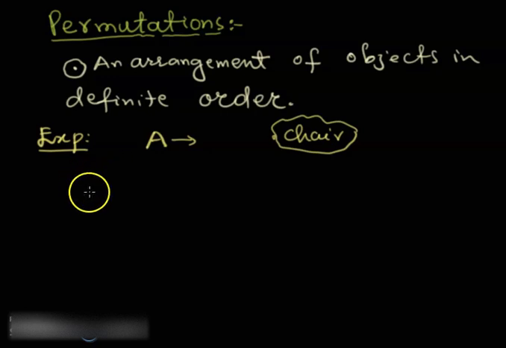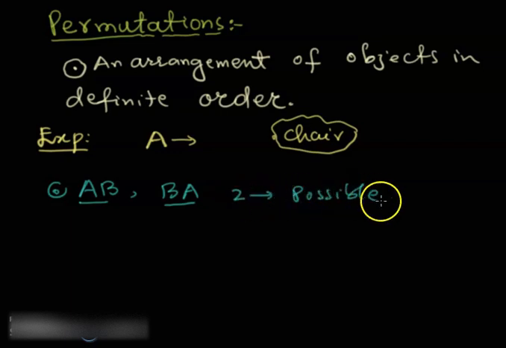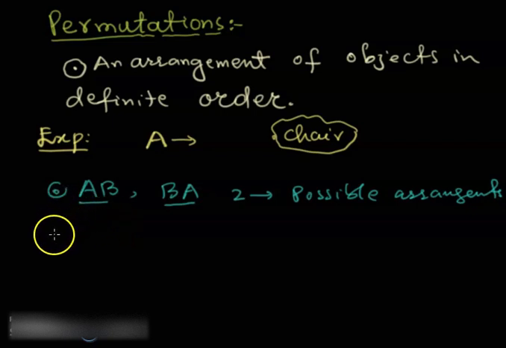Now suppose you have got two objects. So let's say A and B are two objects sitting together. Now you can make another arrangement of these two objects as well. This is BA. So if you have got two objects, then you can either put them like AB or you can put them as BA. So there are two possible different arrangements.